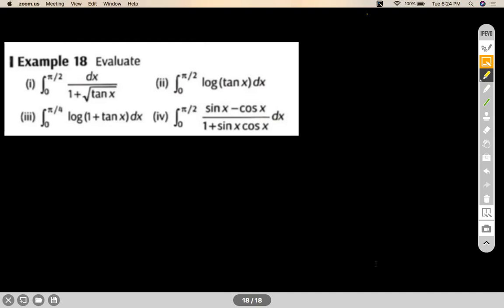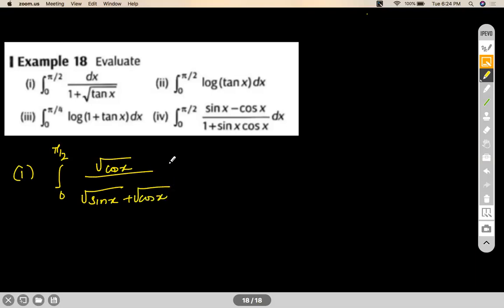Okay, first one, very good. Most of you have answered. So for the first one, if you see 0 to pi by 2, if you write it in terms of sine and cos, you will have under root of cos x by under root of sine x plus under root of cos x. Correct me if I'm wrong. Now, as a question in itself, if you try to solve it, I'm sure most of you would either not be able to solve it or take forever to solve it. So here comes the use of your properties.